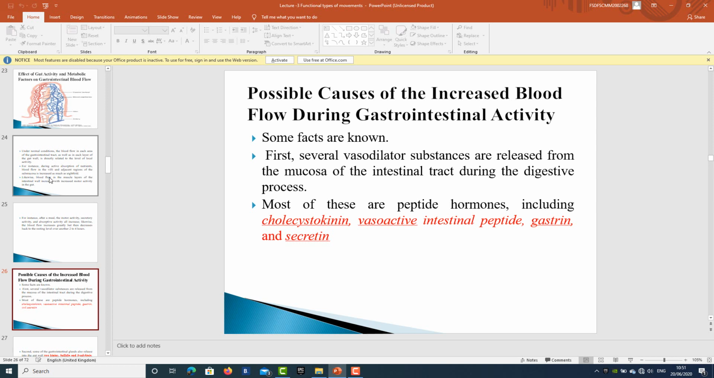Now, the possible causes of increased blood flow during gastrointestinal activity. Some facts are very much known, like the presence of a vasodilator substance from the mucosa of the gut during the digestive process, which increases blood supply. Most of the peptide hormones, like cholecystokinin, vasoactive intestinal peptide (VIP), gastrin, and secretin, lead to increased blood flow.